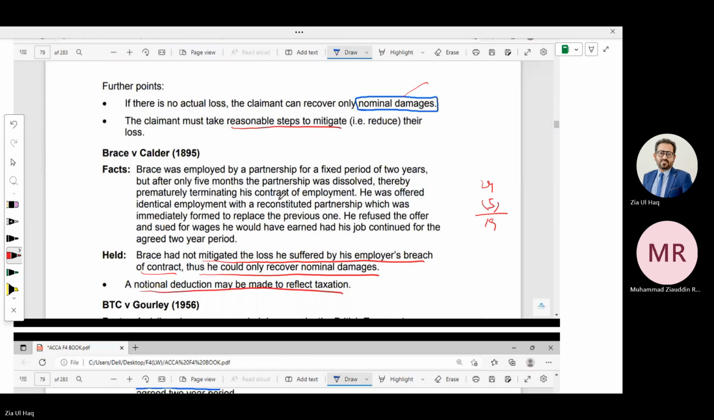What does that mean? If you are suing the other party for damages of your salary, what salary will you receive as damages? Net salary rather than gross salary. Suppose your gross salary is 100,000, but out of this you are paying some taxation amount and some pension amount, and your net salary is, say, 80,000. So you can claim damages for 80,000 rather than 100,000. A notional deduction may be made to reflect taxation, meaning net salary will be awarded as damages rather than gross salary.